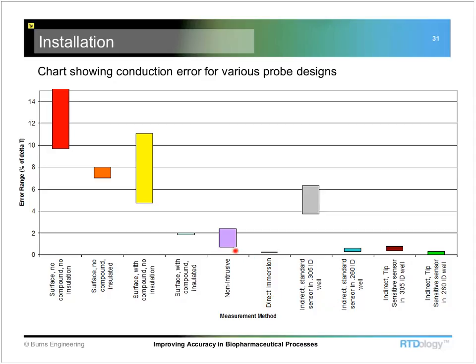Now you can see that with the non-intrusive sensor, we can get up to just over 2% of that delta T number as an error. So, again, it works fairly well. It's fairly repeatable.